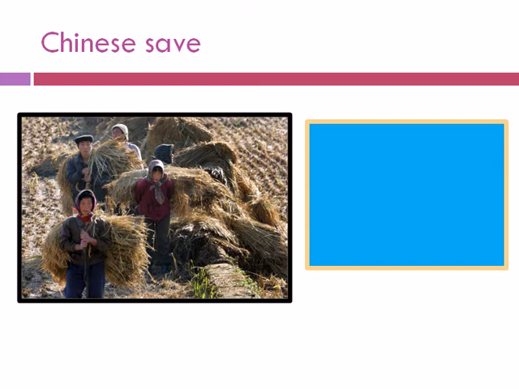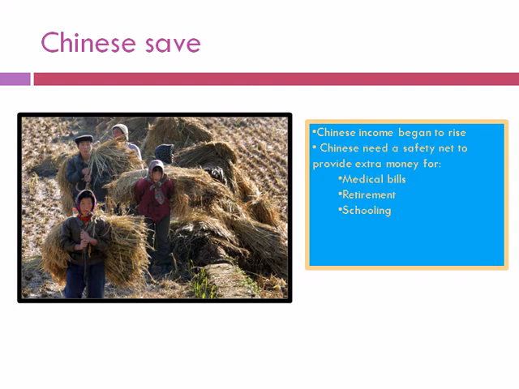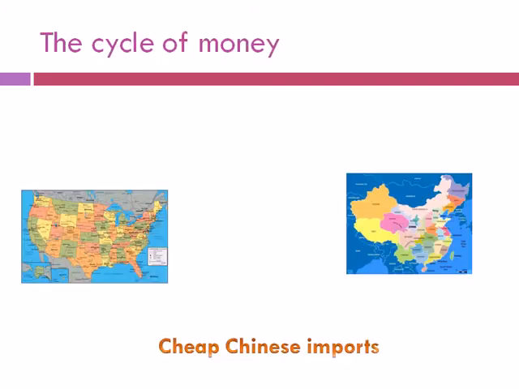Now, larger incomes in the United States generally translates to more spending. In China and other parts of the world, particularly Asia, people don't like to spend. They like to save their money. Why? Because in China, they don't have a strong social safety net. So Chinese people wanted to have money for emergencies like medical bills, retirement, schooling. As a result, many Chinese wanted to use their savings to buy products that could give return.